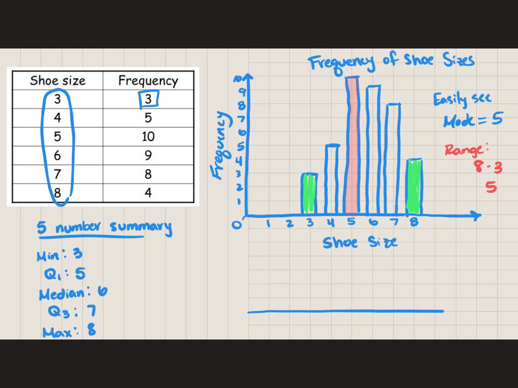Same thing as with the histogram, I want to make sure I title it, and I want to make sure that I label that axis there. Unfortunately, I've not left myself a whole lot of room, so I'm going to write it off to the side. My title, I can just make it 5-number summary. Probably want to make it a little bit more specific, but this will work for the purpose of this example. And then shoe sizes there on my axis.